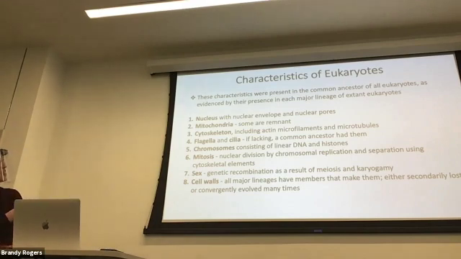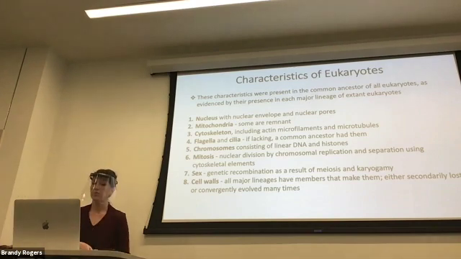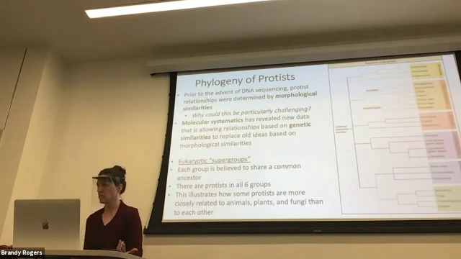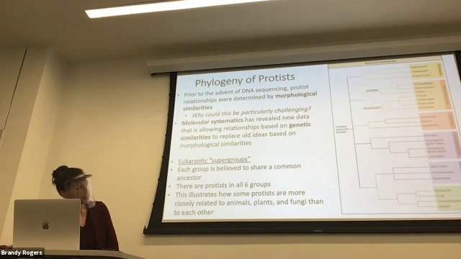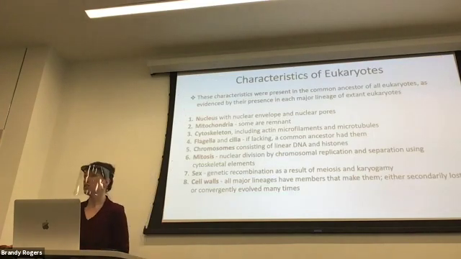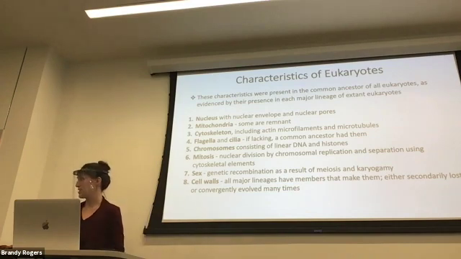Currently alive. So these characteristics were present in LUCA as evidenced by their presence in each major lineage of extant eukaryotes. So eukaryotes that exist today, whatever group they fall into, and I'll give you a little preview of the tree. Okay, here's the tree of the 6 major groups that we're going to discuss. All right, so members of each of these major groups of protists all have these characteristics. Okay, so the evidence is for homology, that LUCA had these, and that is why you see this in each of these extant lineages. You guys follow?